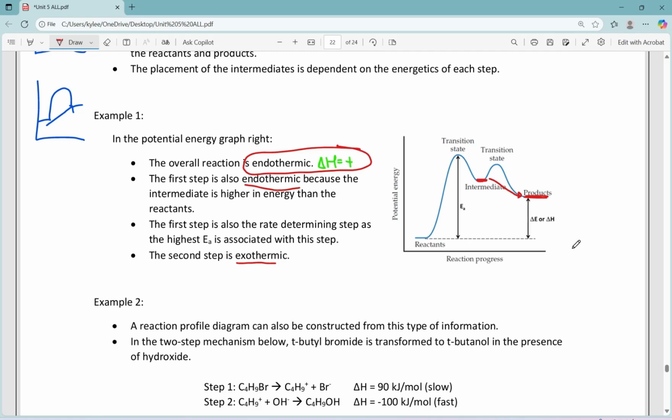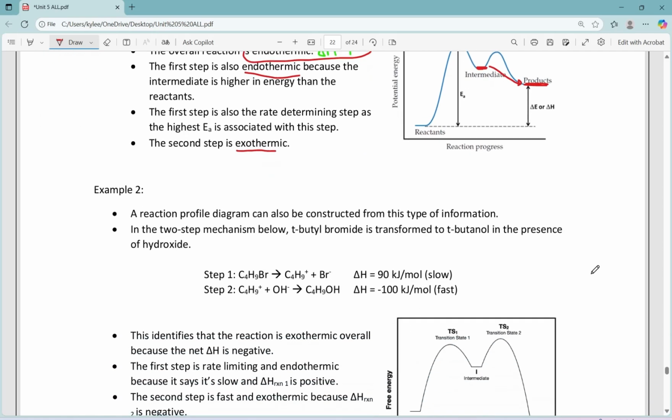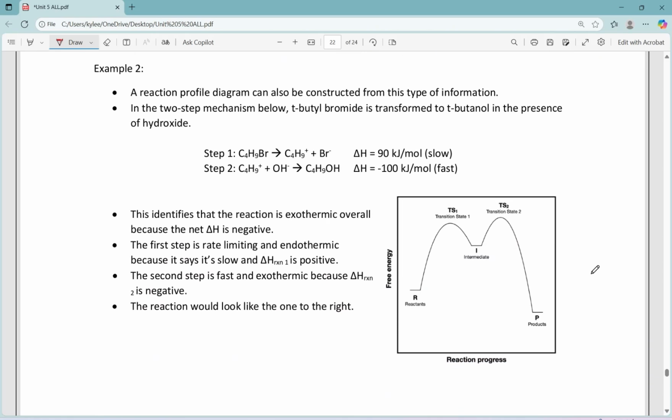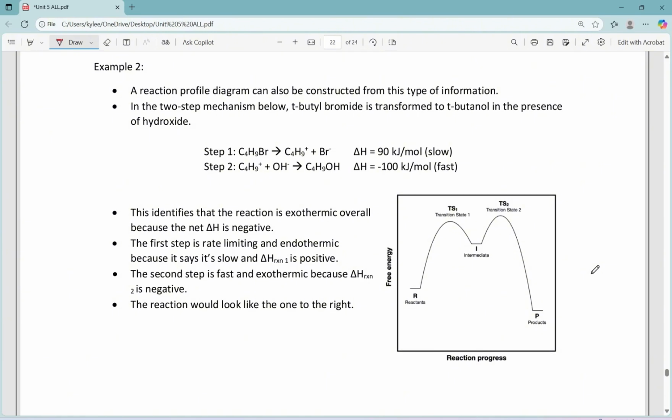We can also use information that's given to us to try and construct a diagram. So here in this example, we have a two-step mechanism that says step 1 is our slow step and that it's endothermic and it's 90 kilojoules per mole. And then step 2 is going to be exothermic and it's going to be my fast step.